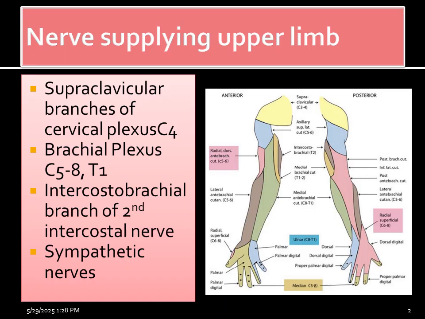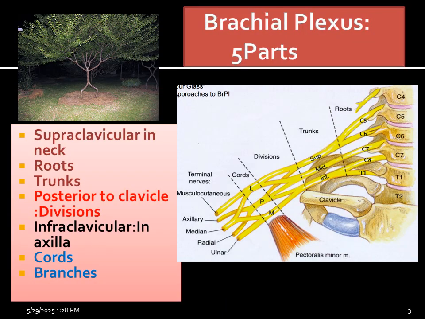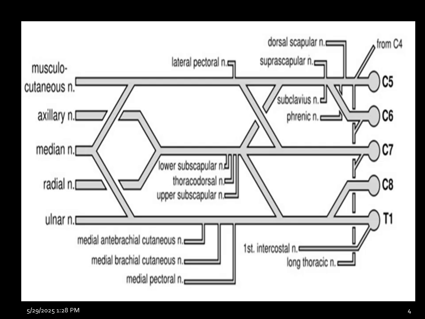These nerves combine to form the brachial plexus, which has anterior and posterior parts. The brachial plexus has five parts: the root in the neck, the trunk posterior to the clavicle, the divisions, and, inferior to the clavicle in the axilla, the cords and branches. The root value of these five parts starts from C5, C6, C7, C8 and T1. This is a simple diagram of the brachial plexus.